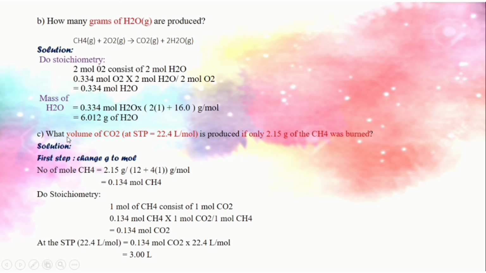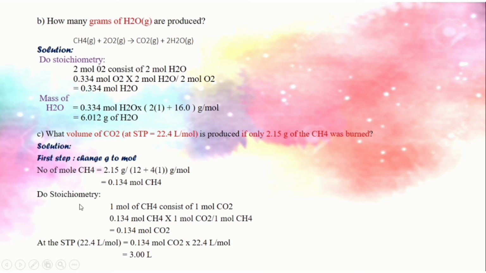For the C question: what volume of carbon dioxide at STP, which is 22.4 liter per mole, is produced if only 2.15 gram of the CH4 was burned? For the solution, first we must change 2.15 gram to mole. The number of mole of CH4 is 2.15 gram divided by the molar mass, 12 plus 4 times 1 g per mole. So we got 0.134 mole CH4.